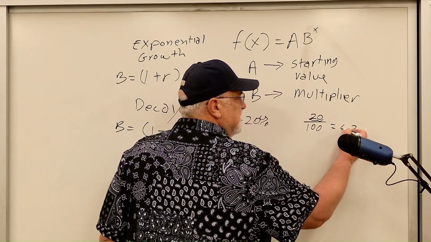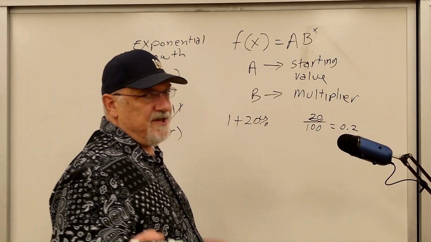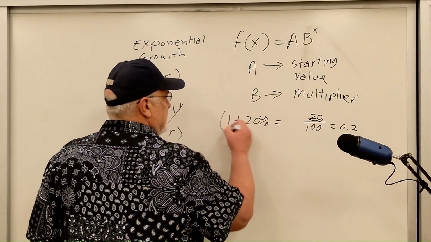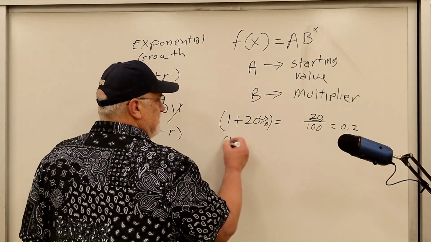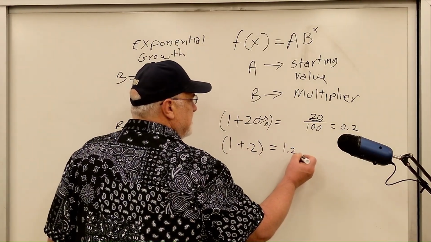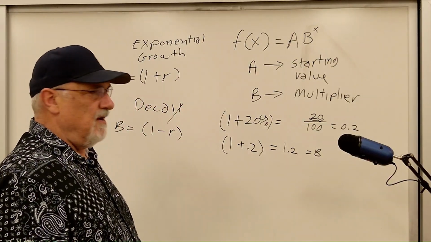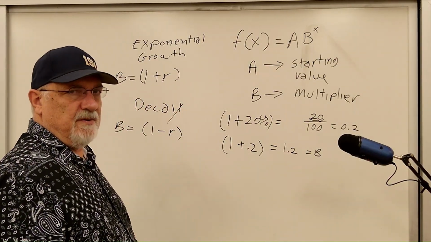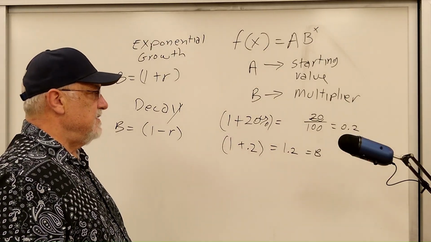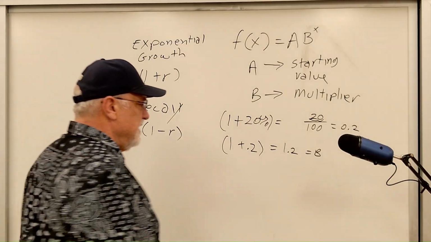You can write it as 0.2, which is fine if it helps you know where the decimal is. So we would then say 1 plus 0.2 is equal to 1.2, which is equal to b, and that's for 20% growth. What if you're going to say the growth is going to double? Well, the doubling growth is equal to 2.